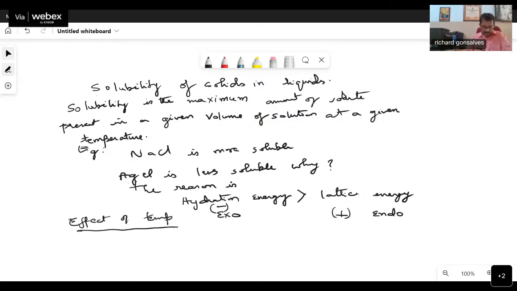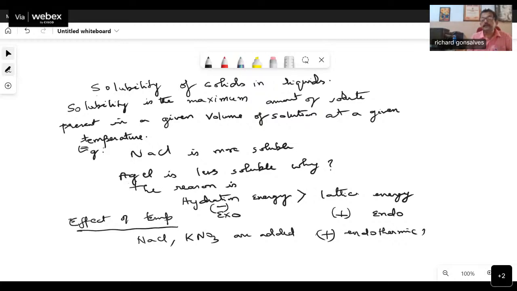You just see what is the effect of temperature here. When a solute like sodium chloride or potassium nitrate is added to water, the process is endothermic. Heat is absorbed, cooling takes place, endothermic.